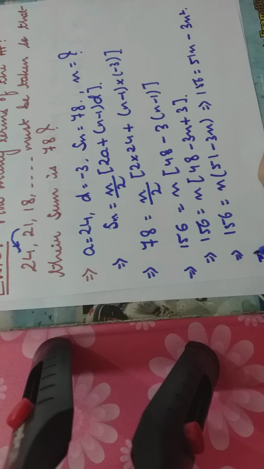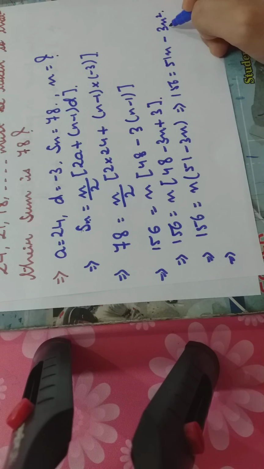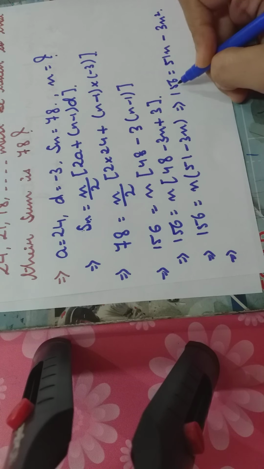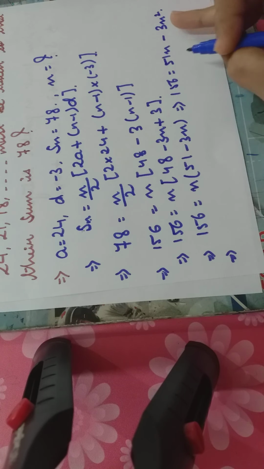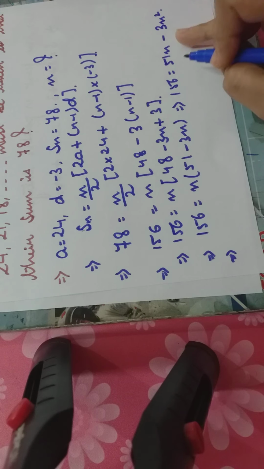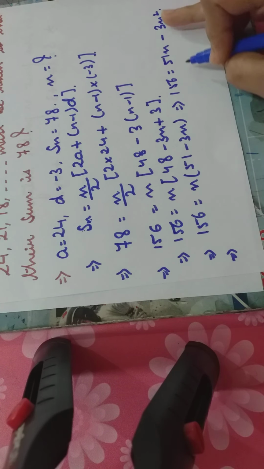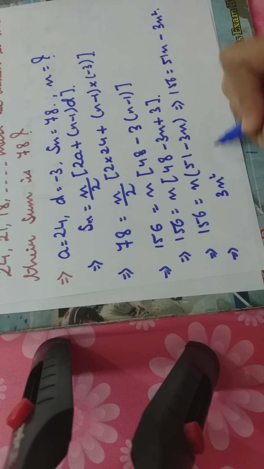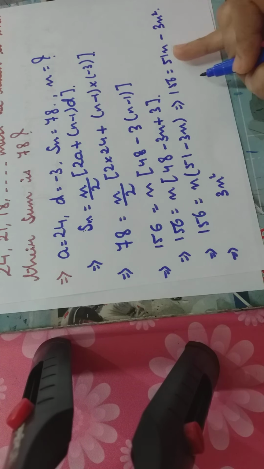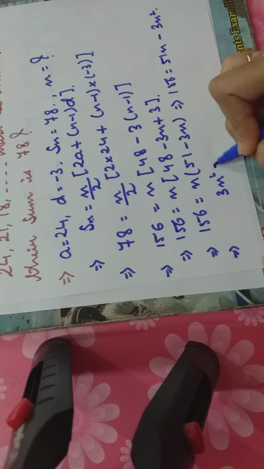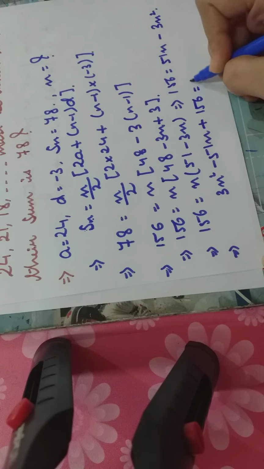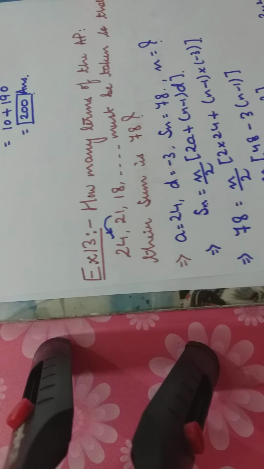Now I am bringing the minus 3n square to the LHS side. All the terms I am bringing to the LHS side, and in the RHS I am making it equal to 0. So when this minus 3n square comes to the LHS portion, it will give you 3n square. This plus 51n, when it comes to the LHS part, will become minus 51n. And plus 156 equals 0. I have to solve this quadratic equation to find the value of n. That will be your answer.